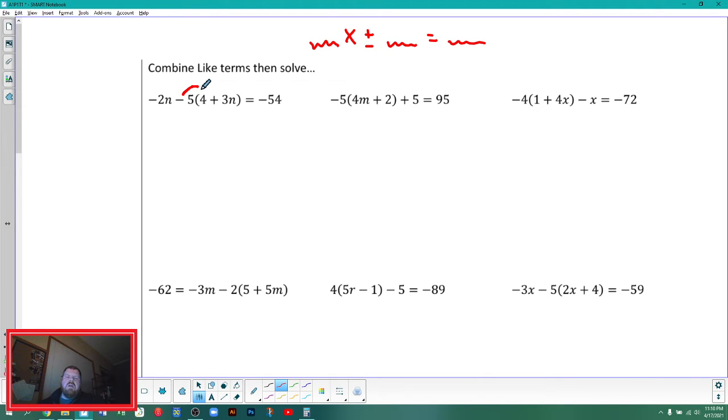I'm going to distribute a negative 5 into these parentheses. I have a negative 2n out in front. I'm going to leave that there for now. Negative 5 times 4 is negative 20. Negative 5 times 3 is negative 15n. And that equals negative 54.